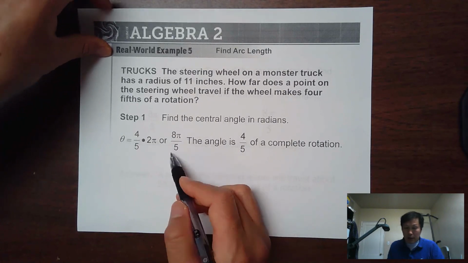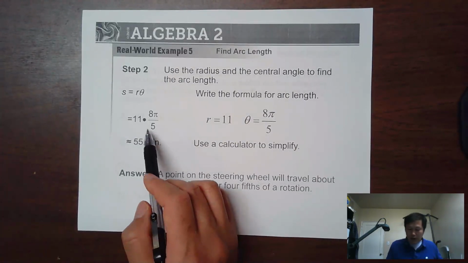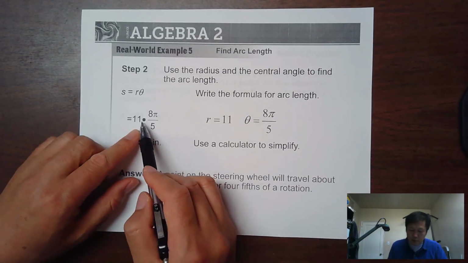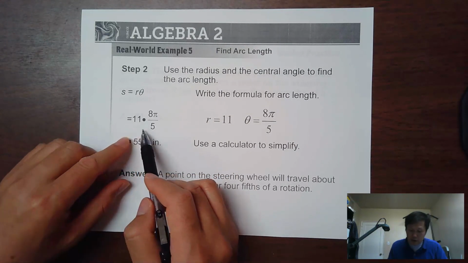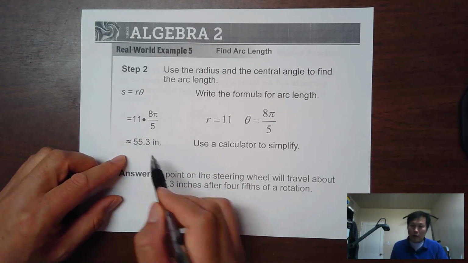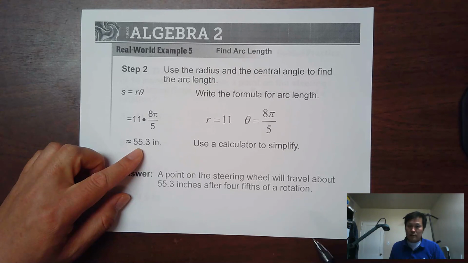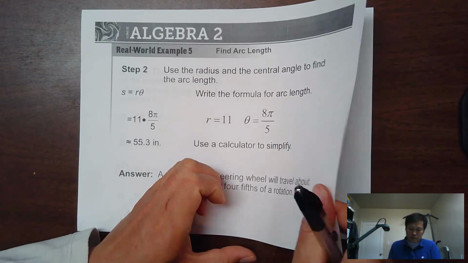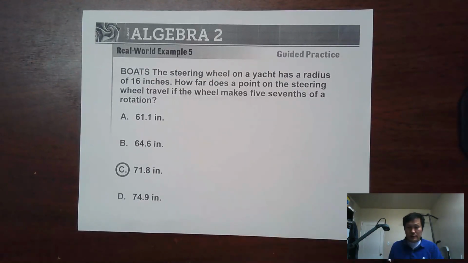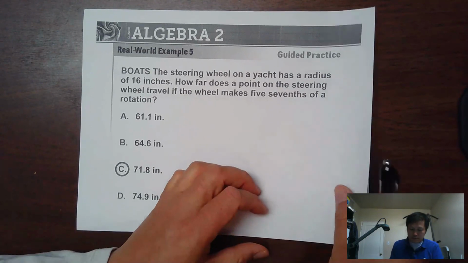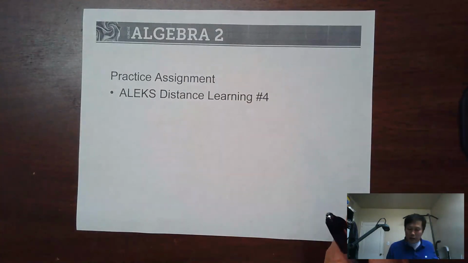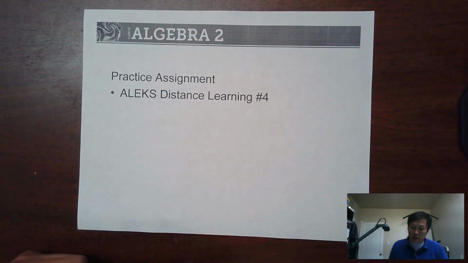So 8 pi over 5 multiplied by the radius 11. You put that into the calculator, and that will be the arc length. Okay, you should try this. Pause it and try it, and you have ALEKS assignment number 4. Okay, I will see you guys next week.